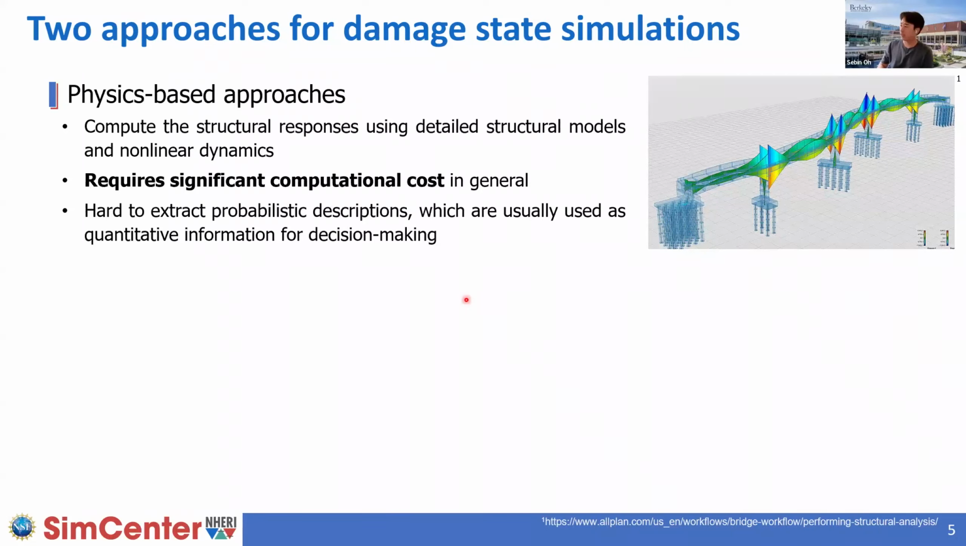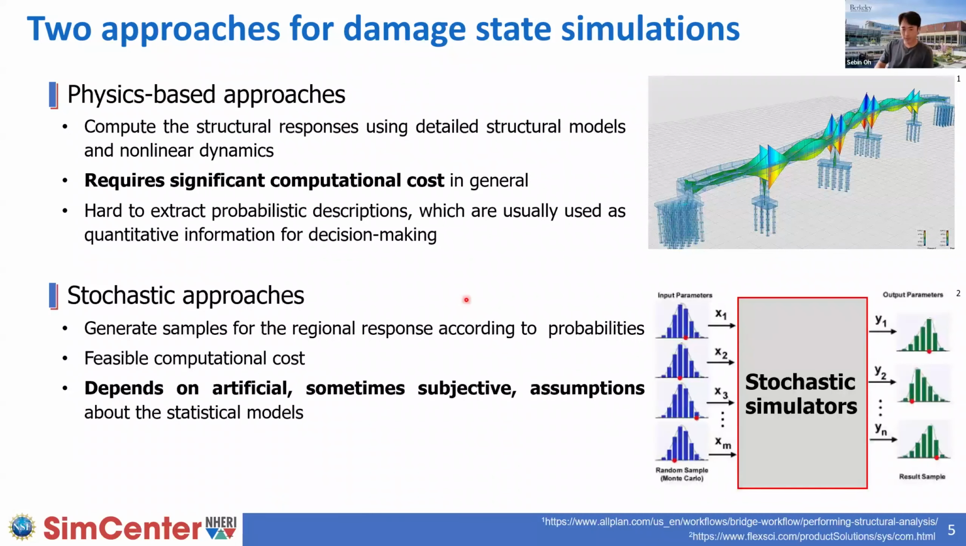And because it is too heavy to run multiple times, it's difficult to extract probabilistic descriptions, which are typically very useful for decision making. So alternatively, we can use stochastic simulators to simulate the regional responses under an earthquake. Here, stochastic simulators are nothing but the joint probability distribution of the damage states of structures in a region. In other words, if we know the probabilities of any configuration of a region, then we can generate samples about the regional response given the hazard scenario.